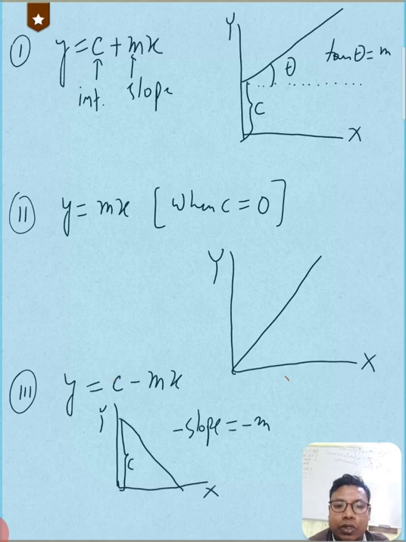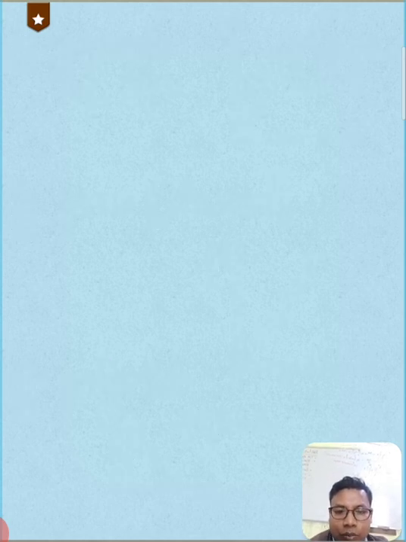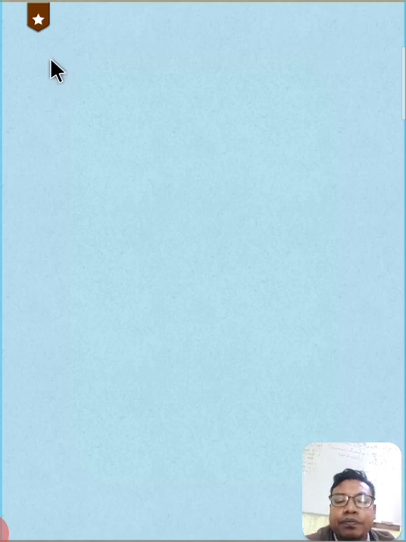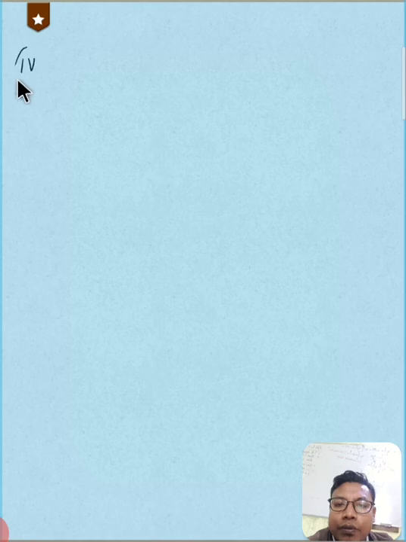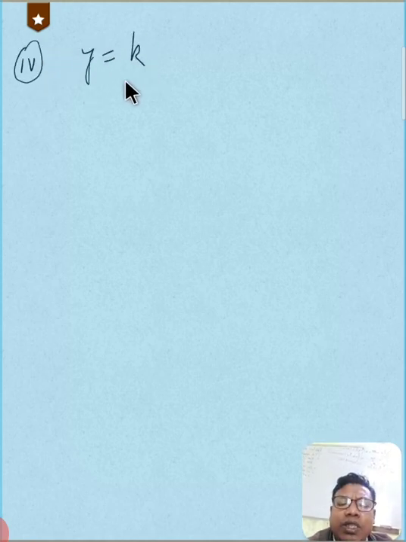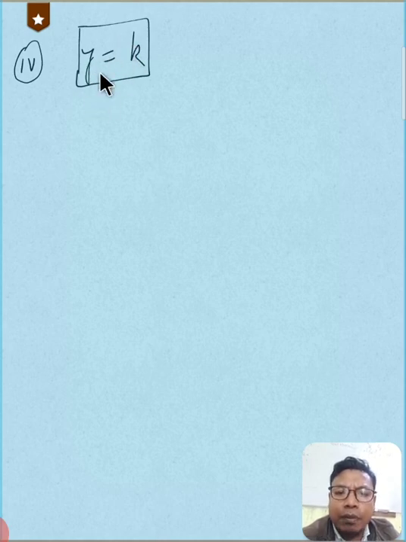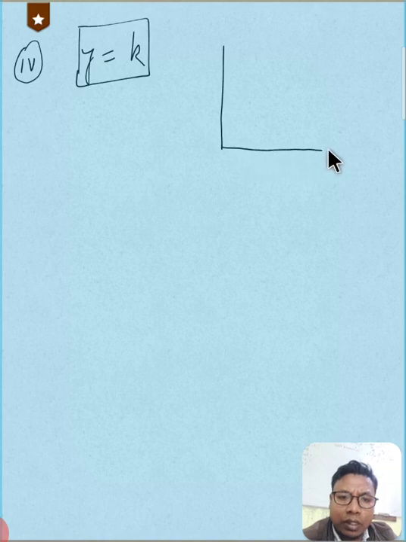Let me go to the next type of equation, which will be generally seen in chemistry. The fourth type is y is equal to k. Y is equal to constant, y is equal to 4, y is equal to 5, whatever. The graph of this equation will be pretty simple, like this.